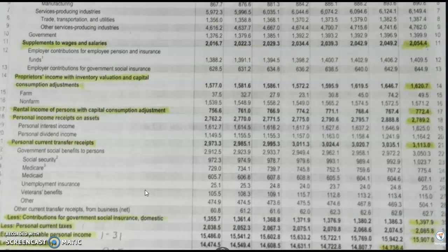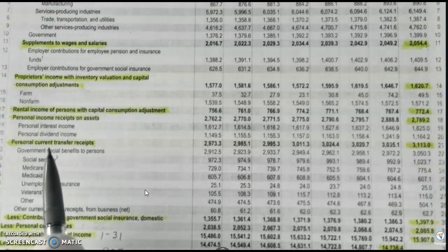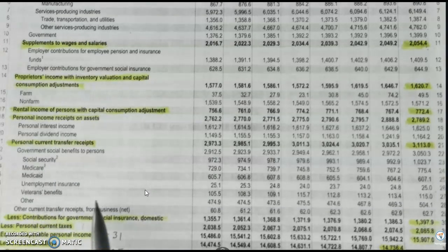So that's about 17% of personal income is coming from the government. It's coming from transfer receipts in a variety of forms. Looks like the big one here is going to be, let's see, this is the overall, because remember it breaks down by indentation. So government social benefits to persons, and then other transfer payments from businesses. But generally, these transfer payments come from government, not from businesses.